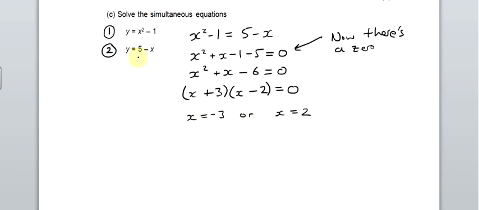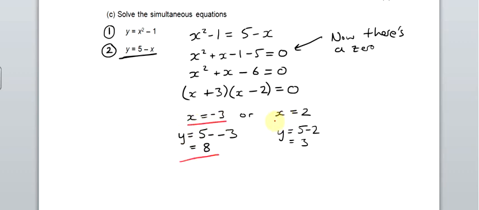And you might be tempted to stop there, but if you did, you lose some marks, because we need to get the y values, and I'm going to use equation number 2 to do that because it's simpler. So if x is negative 3, y equals 5 minus minus 3, because x was minus 3, so that means y equals 8. And if x is 2, y equals 5 minus 2, which is 3. So now I have my two pairs of solutions, that pair and that pair.